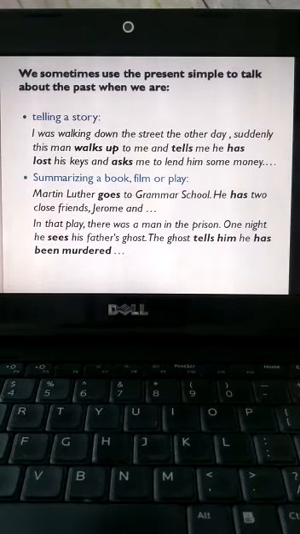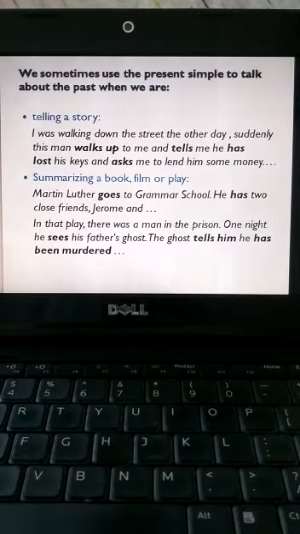Or when we are summarizing a book, film or play, like Martin Luther goes to grammar school, he has two friends, Jerome and so and so forth. Or in that play, there was a man in the prison and one night he sees his father's ghost and the ghost tells him he has been murdered.